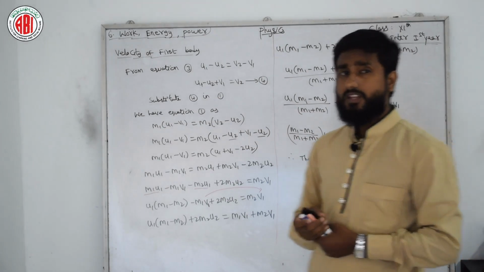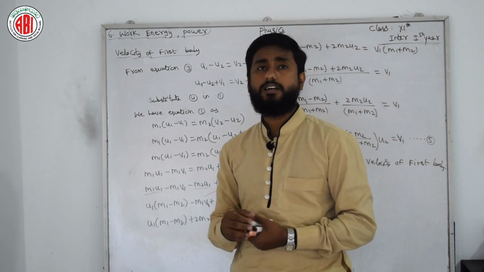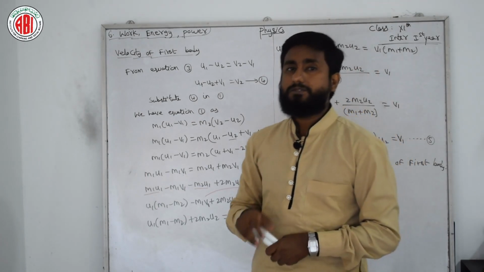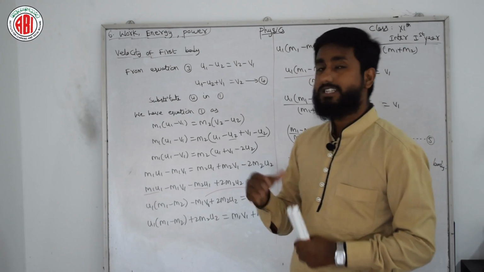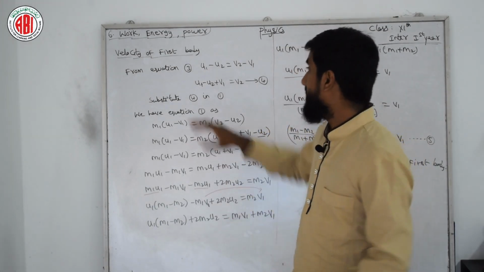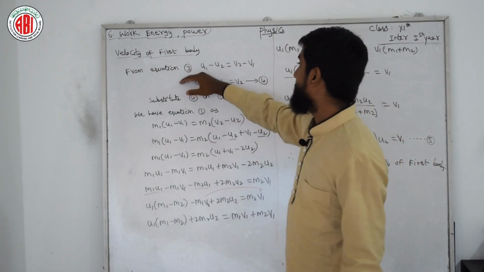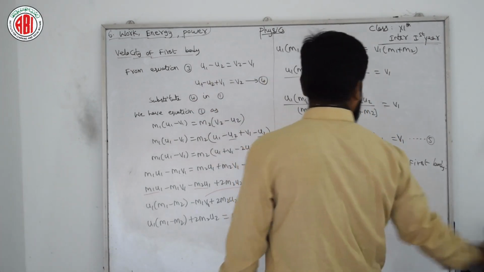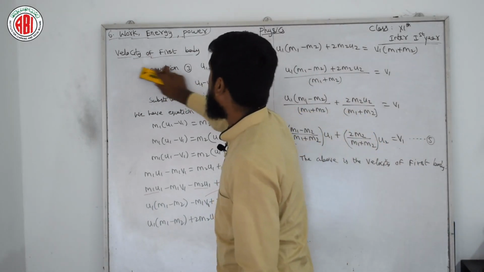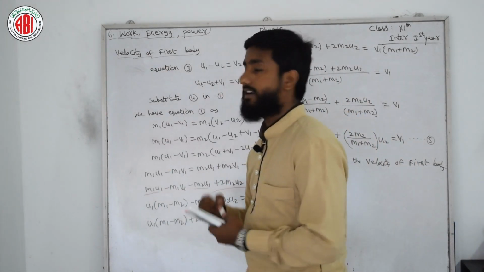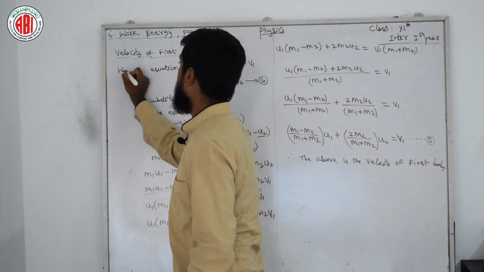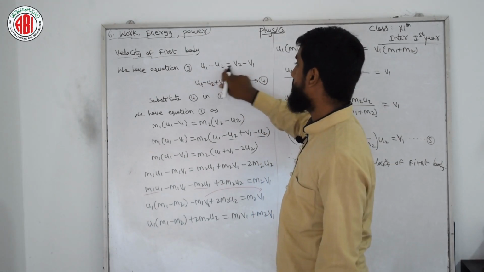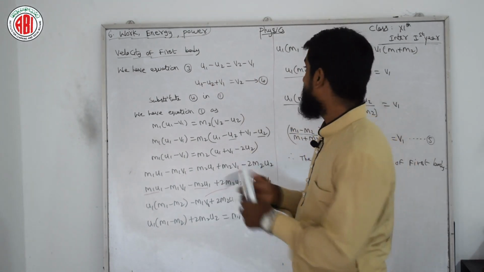In our previous part we started one dimensional elastic collision. In that we derived up to equation number 3. From equation 3 we are going to fetch the velocity of the first body. We have equation 3 as this: u1 minus u2 is equal to v2 minus v1.